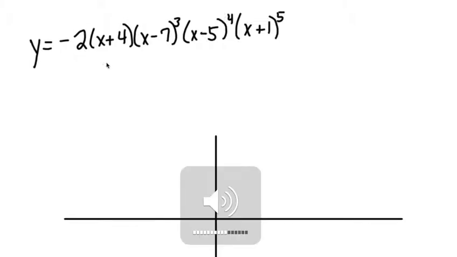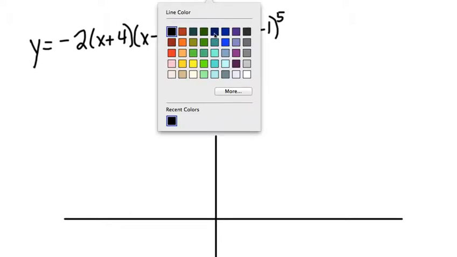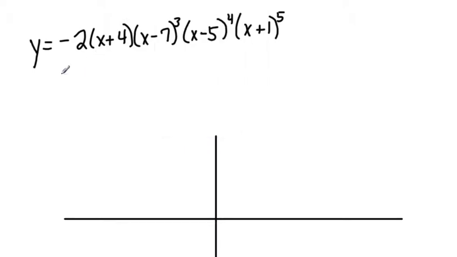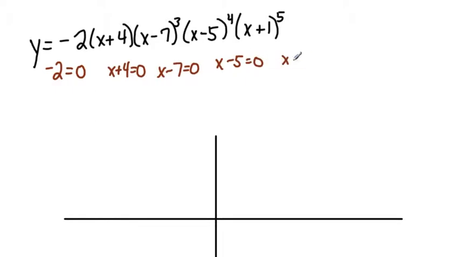Okay, everyone, I'm going to show you how to do this problem, how to sketch the x-intercepts and then get the end behaviors and put it on a graph. So the first thing that we're going to do is take each factor and set it equal to 0. So each piece needs to be set equal to 0. So the -2 equals 0, x plus 4 equals 0, x minus 7 equals 0, x minus 5 equals 0, and x plus 1 equals 0.